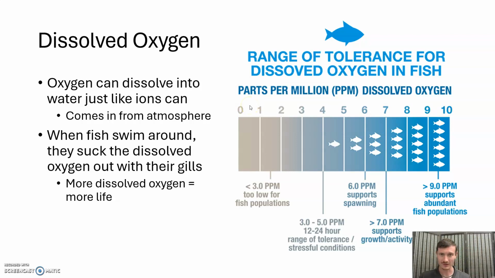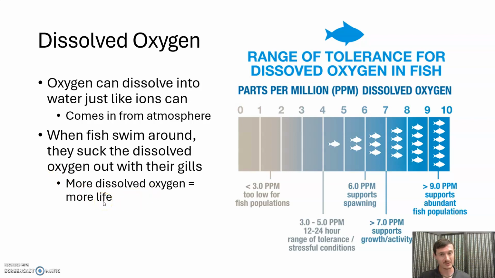So oxygen dissolves in from the atmosphere. More of this is better, right? And we want the water to circulate so the oxygen can get where it needs to go. And the fish, whenever they swim around, are literally pulling the oxygen out of the water with their gills. It's also why they have to keep moving constantly. It's their equivalent of breathing. Broadly speaking, more dissolved oxygen is going to mean more life.